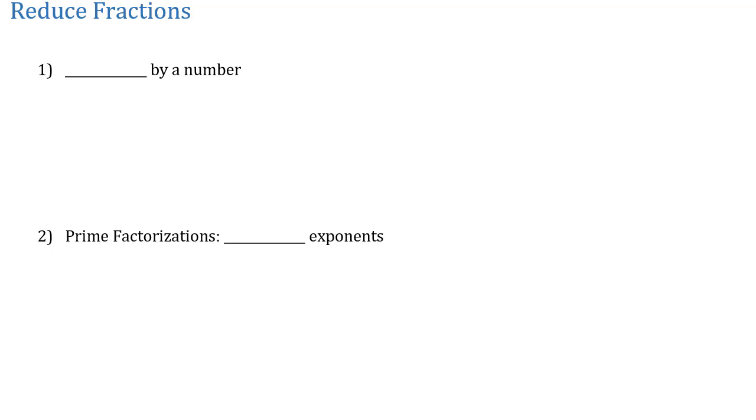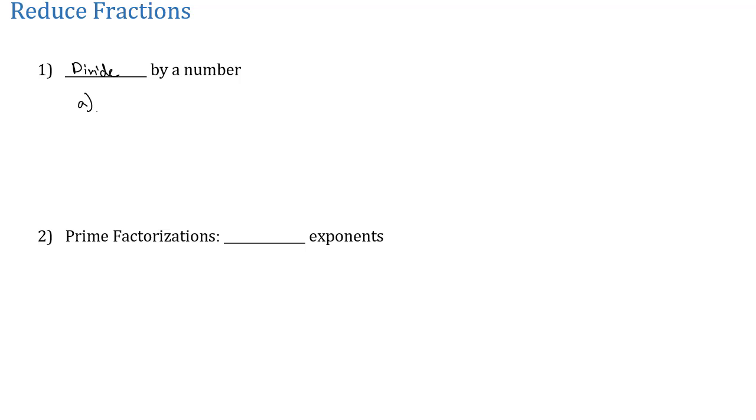As we've seen with equivalent fractions, there are multiple ways to write a fraction that represents the same amount. So what's the best way to write a fraction? We say the best way to write a fraction is its reduced simplified form. And the way we can reduce a fraction is we can simply divide by a number.